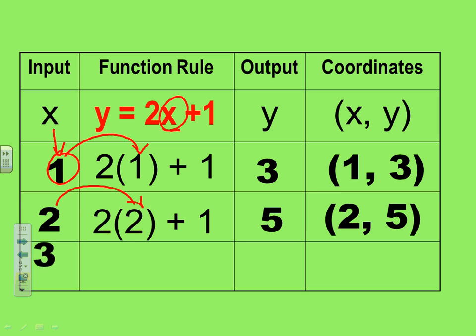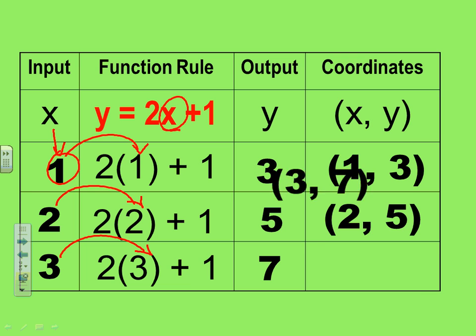My final x value is 3. So now I substitute that 3 in for x, and I say 2 times 3 now. So 2 times 3 is 6 plus 1, I get 7, and my final coordinate point of 3, 7.